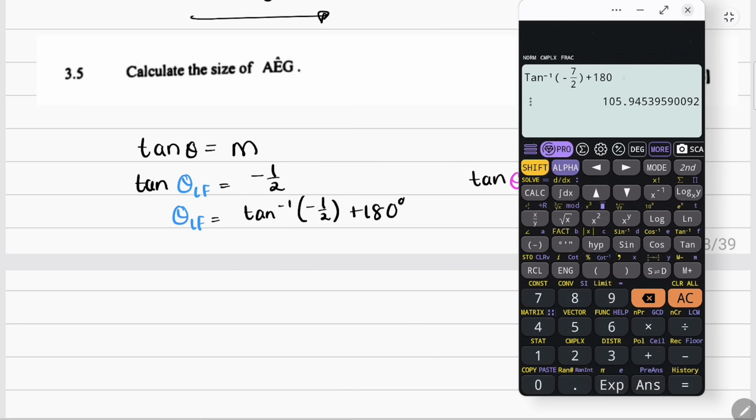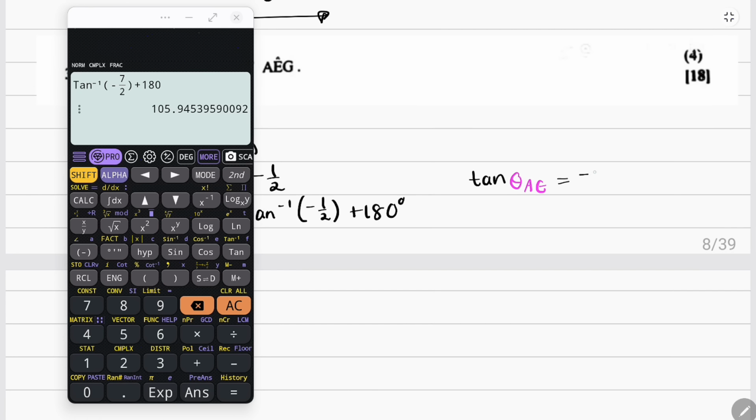Okay, so I'm just going to put this down first. I know that the gradient was negative 7 over 2, but then to find the actual angle, I'll say theta of AE is found by saying, we're going to say shift tan negative 7 over 2, and then we'll just say plus 180 degrees.